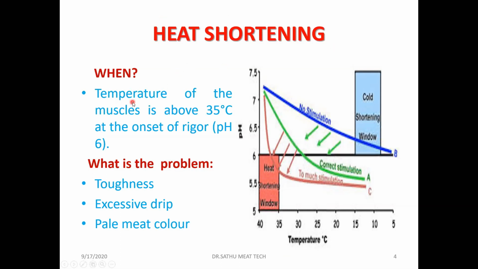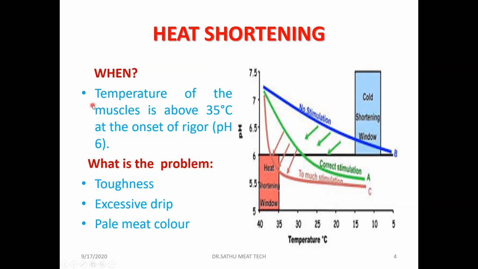So let's see when it occurs. The temperature of the muscle or carcass is about 35 degrees centigrade at the onset of rigor. So two things are important: the temperature is above 35 and the pH is 6. When the pH of 6 is attained at this temperature, it leads to heat shortening. So if the carcass temperature is high when the carcass enters the rigor, that is at a pH of around 6, then hot shortening or heat shortening may result.